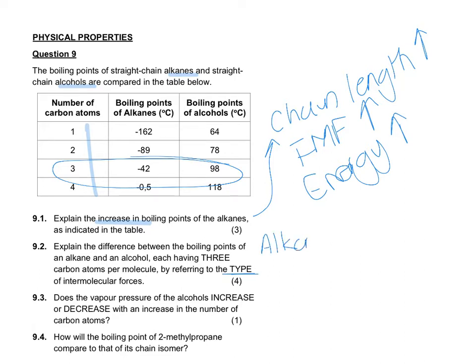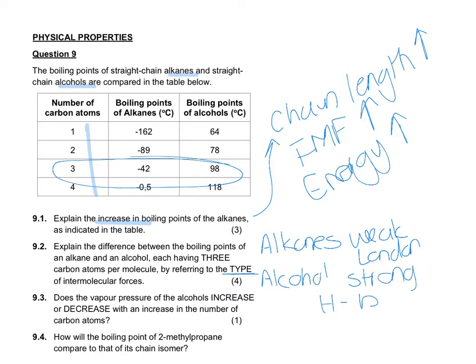They want you to refer to the type of intermolecular forces. Alkanes have very weak London forces. The alcohol has strong hydrogen bonds. Hydrogen bonds are stronger, therefore more energy is needed to overcome the intermolecular forces, so their boiling point increases.